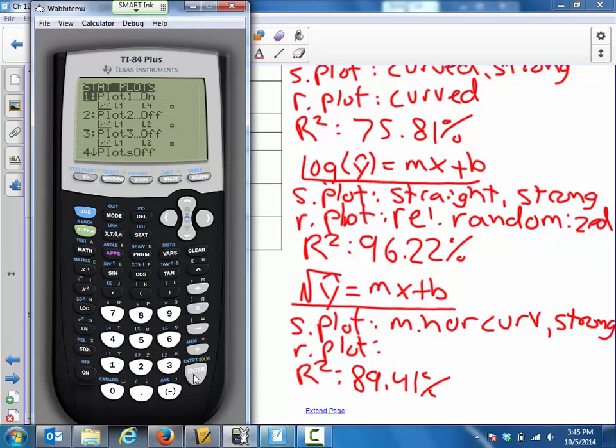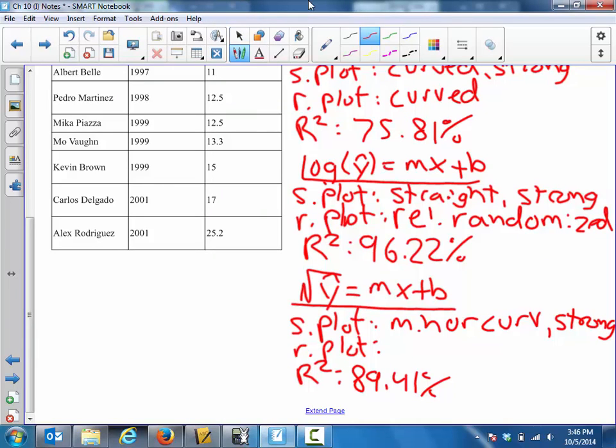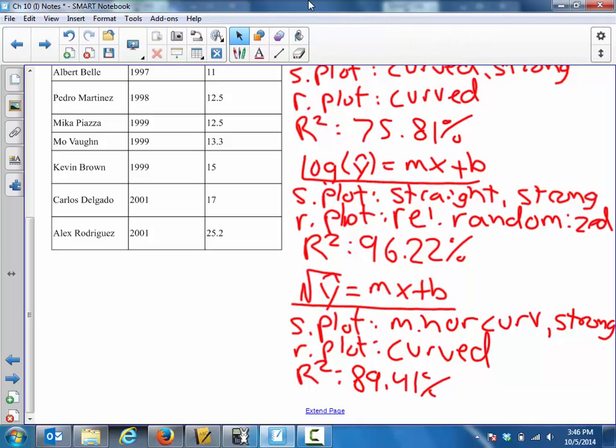In your residuals plot, remember that the residual list is being saved each new time you use LinReg, and it's a new residuals list every time you use LinReg, assuming you're changing your variables when you do that. So we're going to go second list here, up to resid, hit enter, ZoomStat, and it's clearly patterned. Curved.